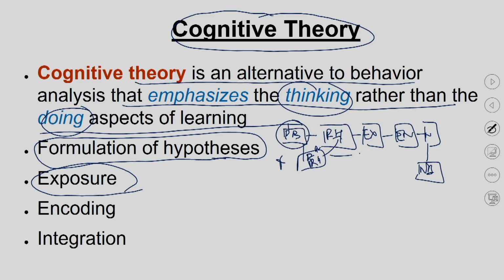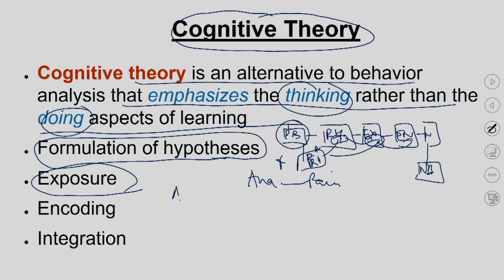So, I encode this information I found in the marketplace into my memory and integrate it into the already stored information. The already stored information was that analgesic is a pain reliever.